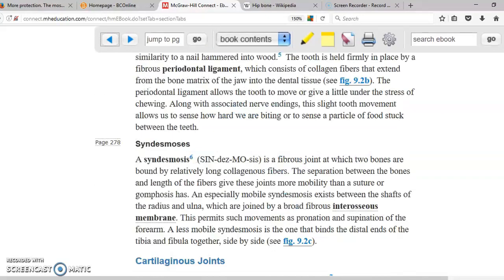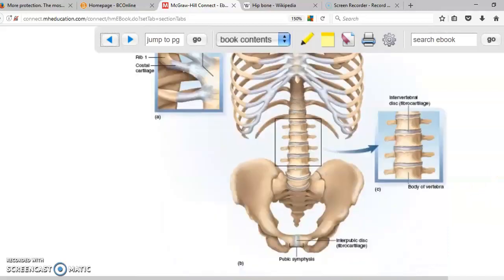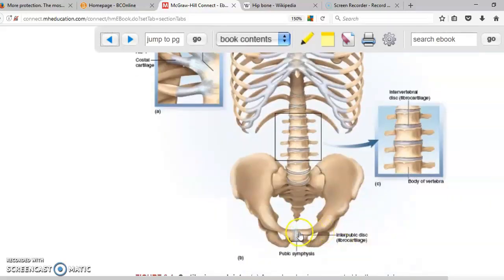So let's take a look at the ones that we join with cartilage. This is the connection between the ribs and the sternum. That's cartilage. In between the vertebrae, there's another cartilage. And between the pubis, you have a cartilage. This is called the pubic symphysis.